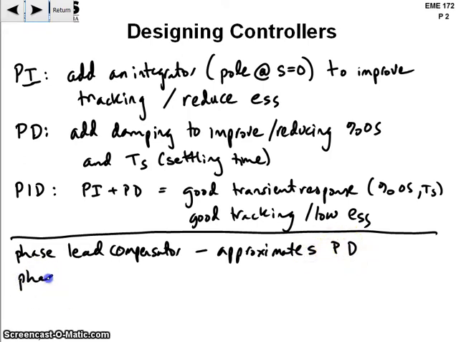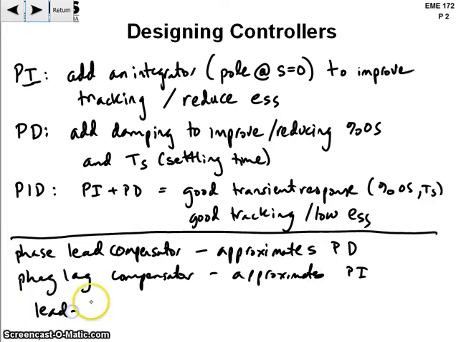There's a phase lag compensator. This approximates a PI controller. And then there's also a lead lag compensator. And this approximates a PID controller. Okay, and the things I'm going to focus on today are PD, so the proportional derivative control, and I'll talk about the phase lead compensator as well.